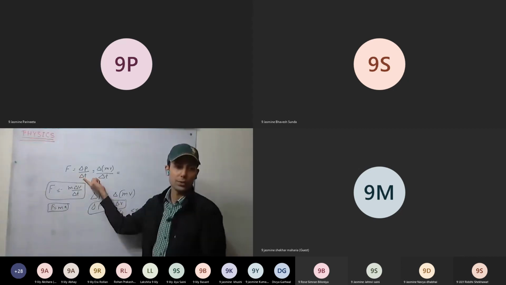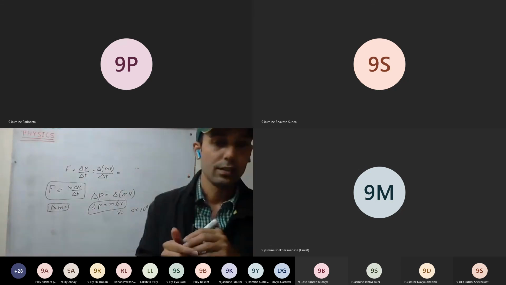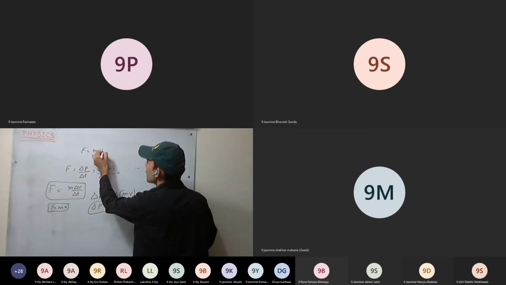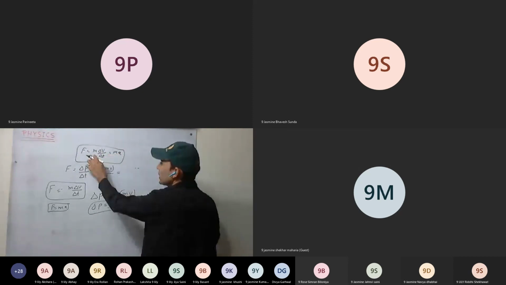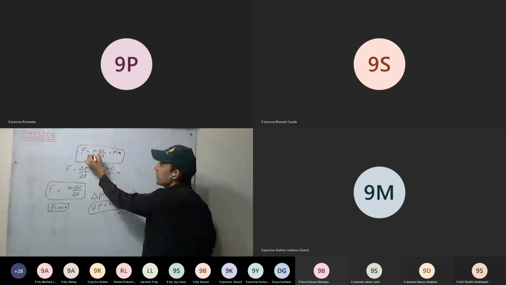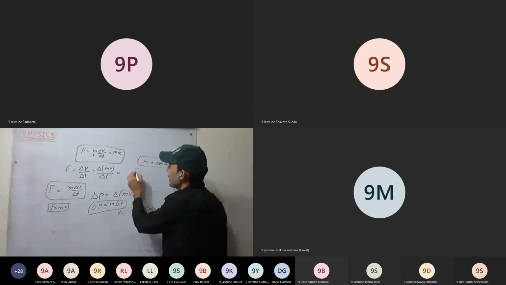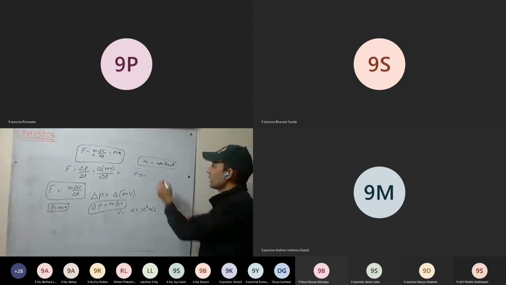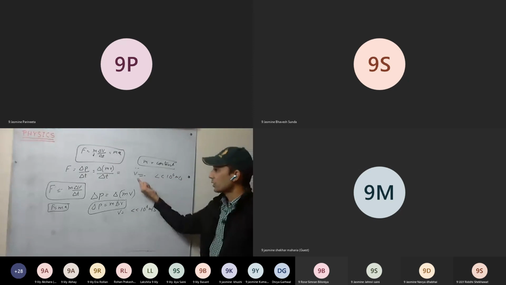So for this equation to hold true, what are the two conditions? Mass must be constant, that is, there must be no change in the mass of the body. Second, the velocity of the body must be much less than the speed of light. It must be less than 10 raised to power 6 meter per second.